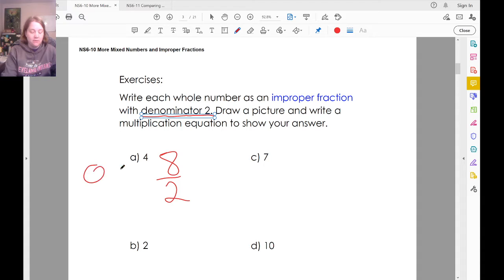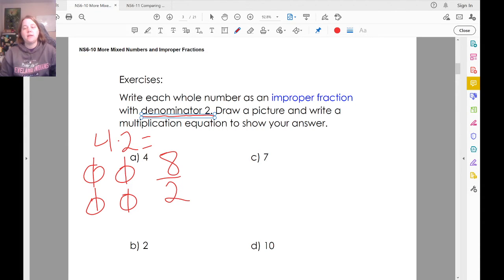Let's go ahead and check with that picture. 4 cut into 2s, 1, 2, 3, 4, 5, 6, 7, 8, that's going to be 8. Or 4 times 2 equals 8. You go ahead and try the rest on your own, and when you come back, we'll talk about it.